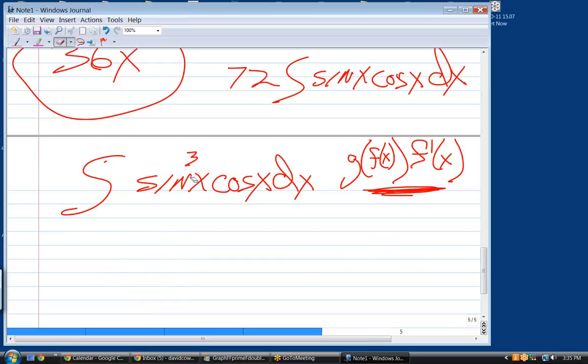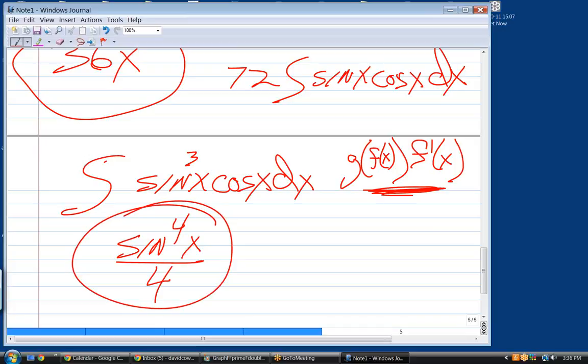Okay? Notice that I have it here. In other words, this is a composite function. F of x is sine of x, and g is x cubed. Okay? So that is my g of f of x, but the derivative of the inside is f prime of x. So if I wanted to find the antiderivative of this, I can basically use the power rule. Sine to the 4th of x divided by 4. That's the answer. In other words, this part took care of multiplying the derivative by the inside.